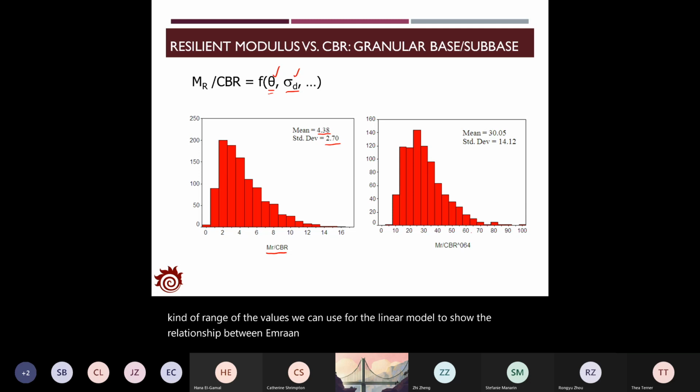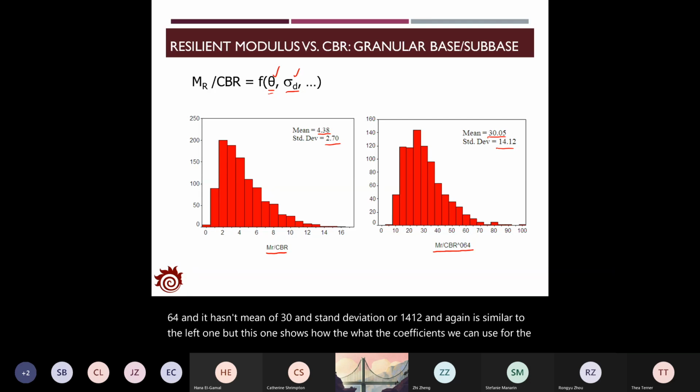And the second one shows the distribution of the MR divided by CBR to the power of 0.64, and it has a mean of 30 and a standard deviation of 14.12. And again, it's similar to the left one, but this one shows what coefficients we can use for the nonlinear model to describe the MR and CBR relationship.